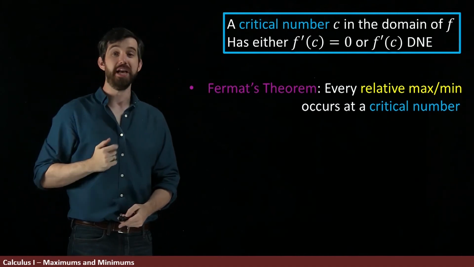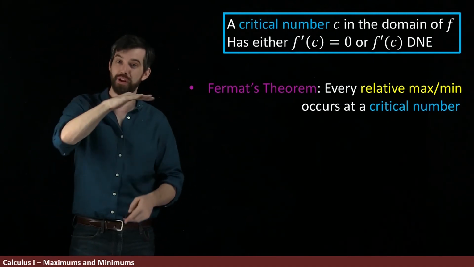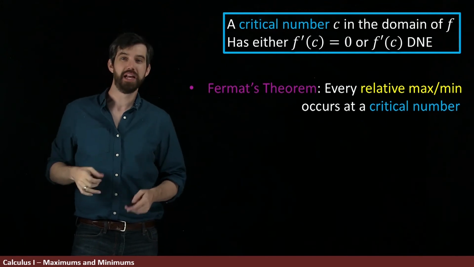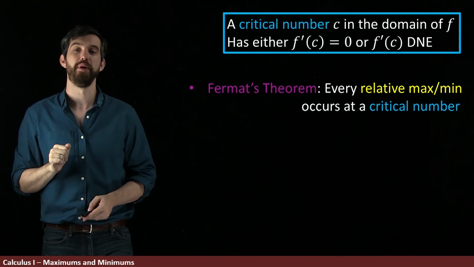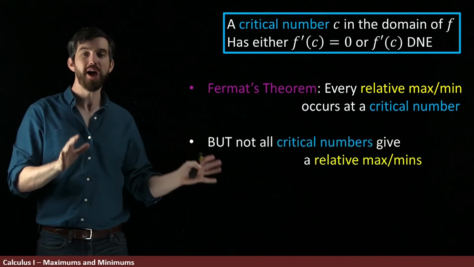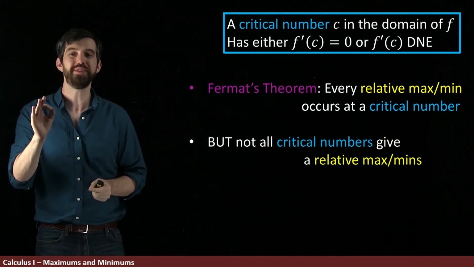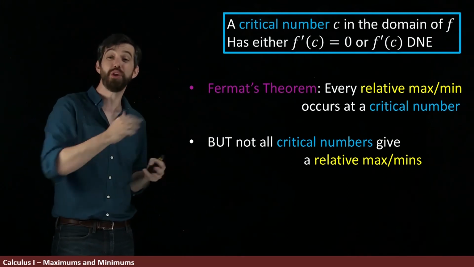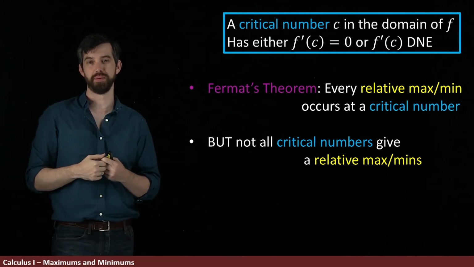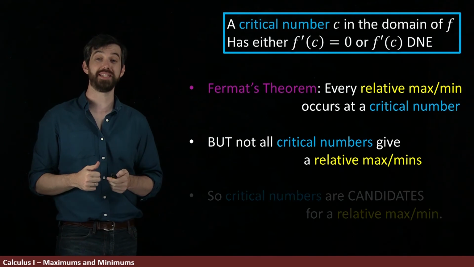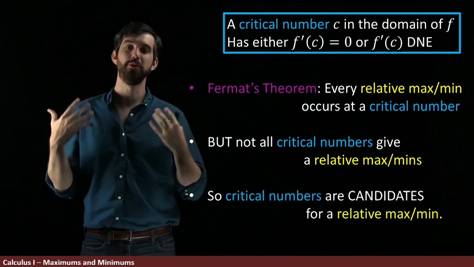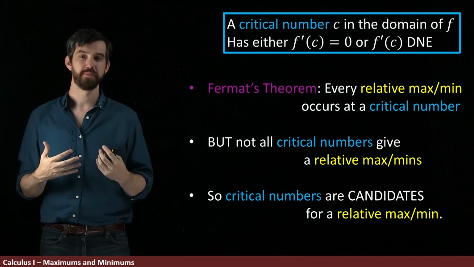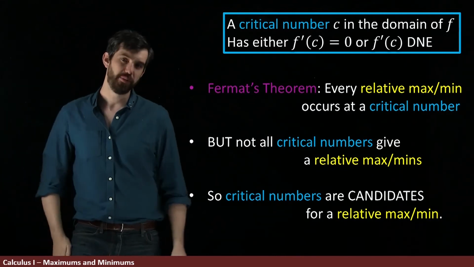However, we know that just because the derivative is equal to 0, or just because the derivative does not exist, doesn't mean it's a maximum or a minimum. In other words, not all critical numbers are going to give a maximum or minimum. Only some of the critical numbers are going to give maximums or minimums. Or another way to rephrase it is to say that the critical numbers are the candidates to be relative maximums or minimums.